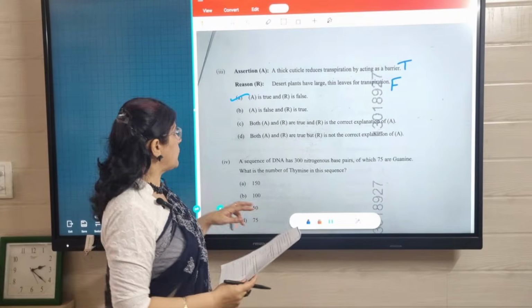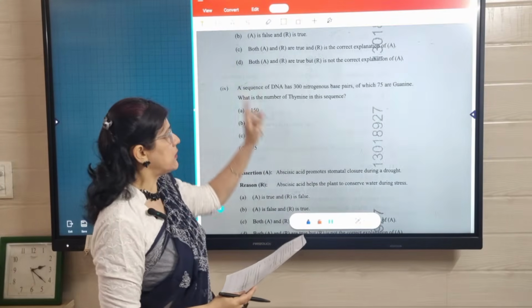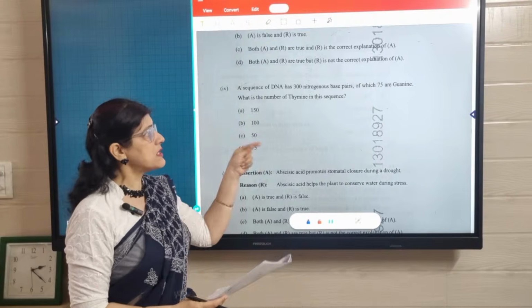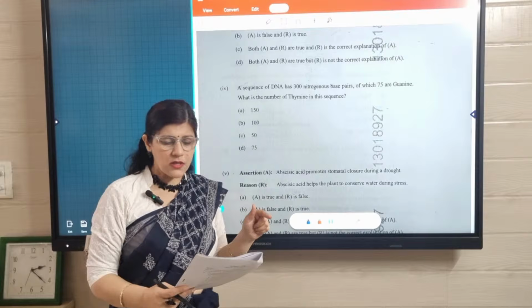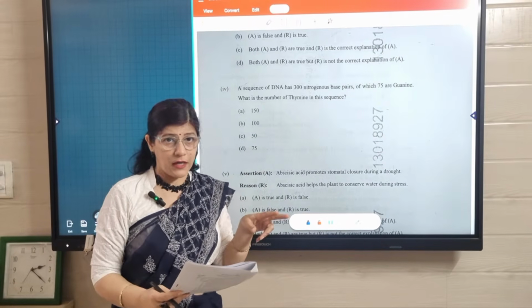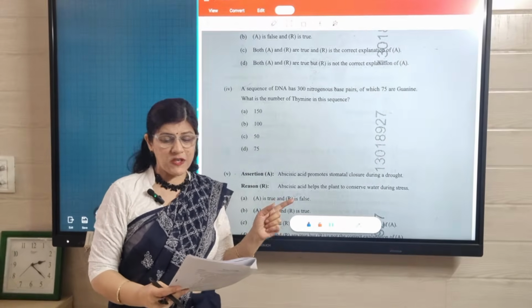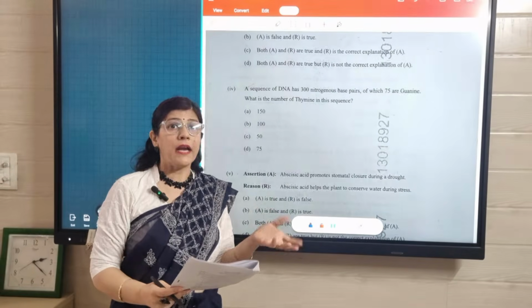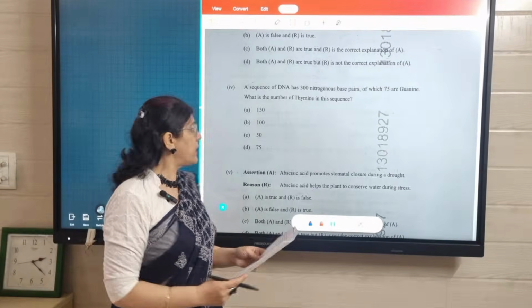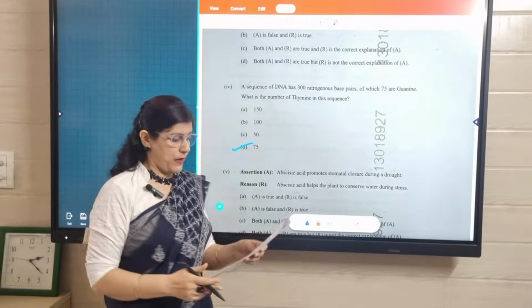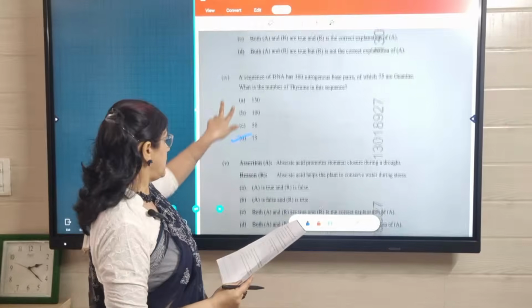Fourth, a sequence of DNA has 300 nitrogenous base pairs of which 75 are guanine. So whatever the number of guanine, the same number of cytosine is also there. It means a total of 150 are there. So out of 300 nitrogenous base pairs, if we subtract 150 and divide the remaining 150 between thymine and adenine, our answer is again 75. So option D is correct in the fourth part.